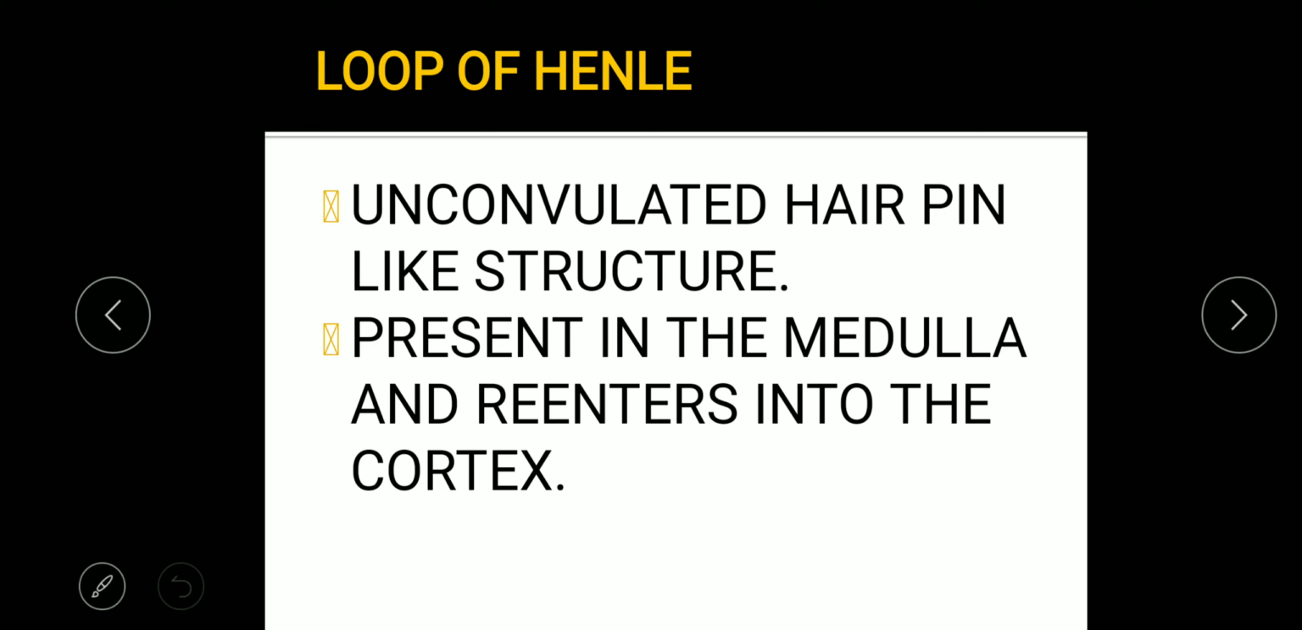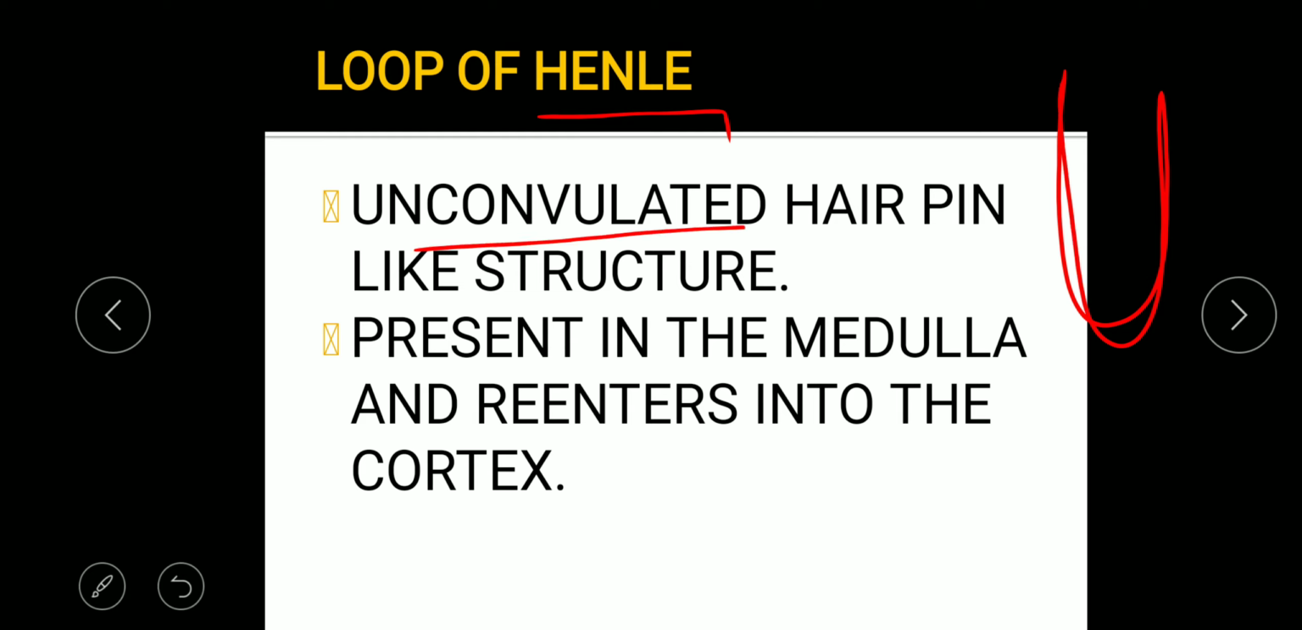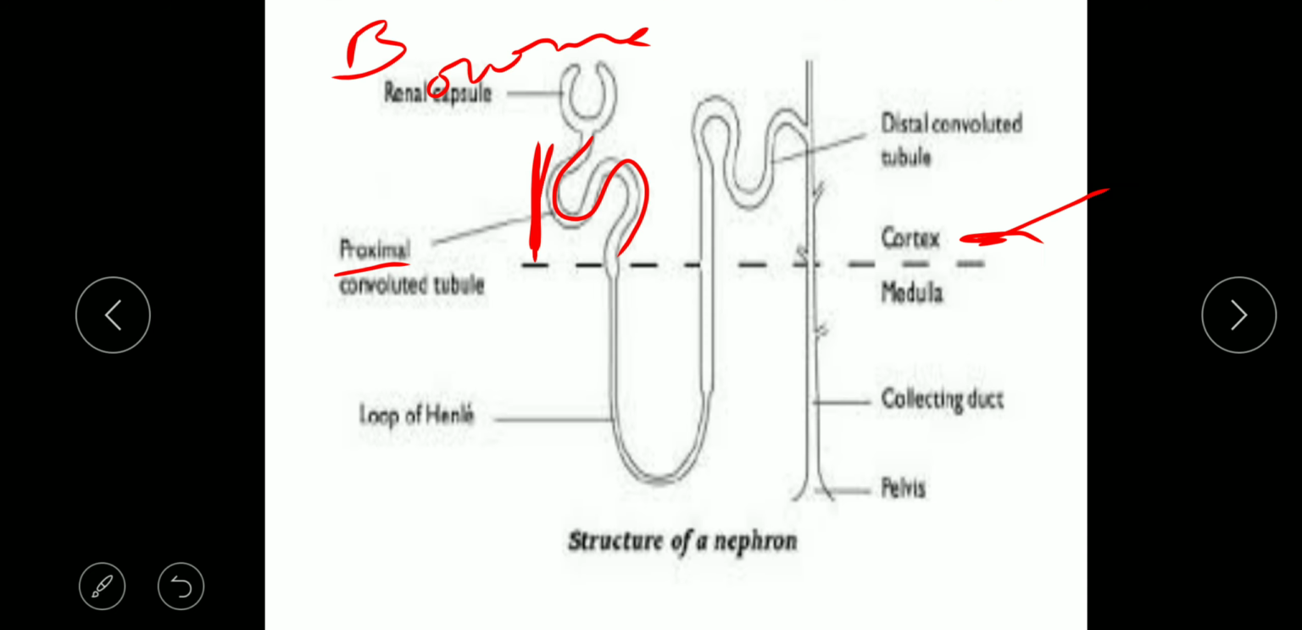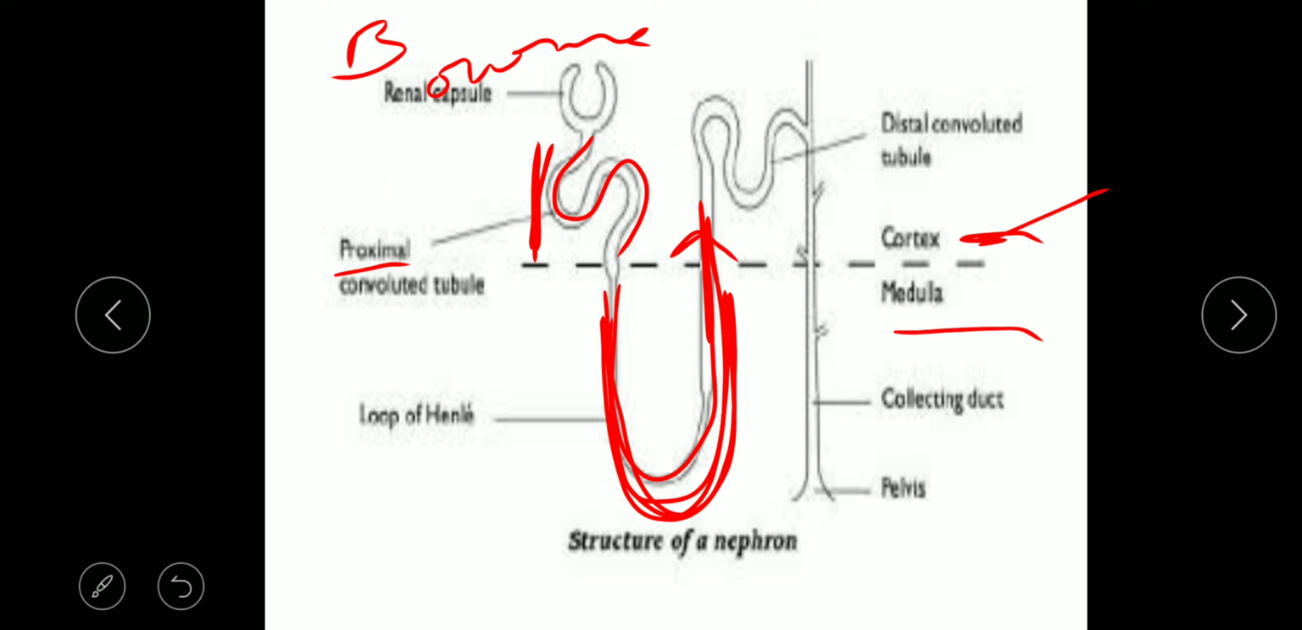Now what is loop of Henle? Henle was the name of the scientist again. And loop, why loop? Because it is forming a hairpin-like structure. It is unconvoluted, it means there is no twisting and turning over here. It is present in the medulla and re-enters into the cortex. So loop of Henle is the unconvoluted tubule part of the nephron which is present in the medulla and re-enters into the cortex.